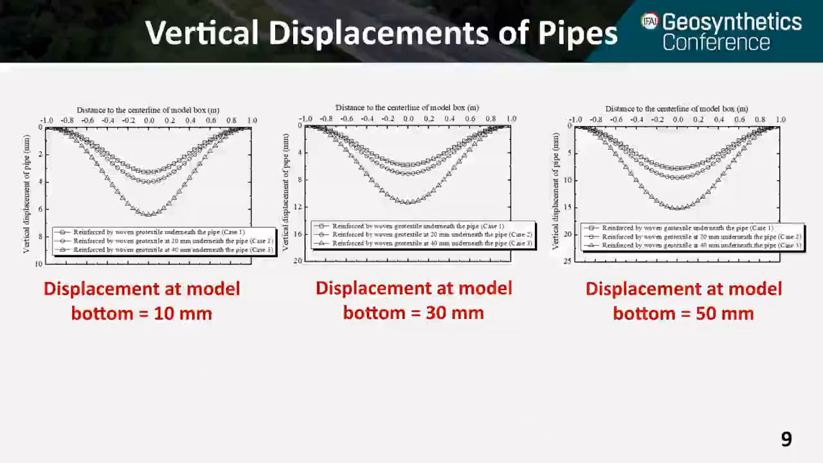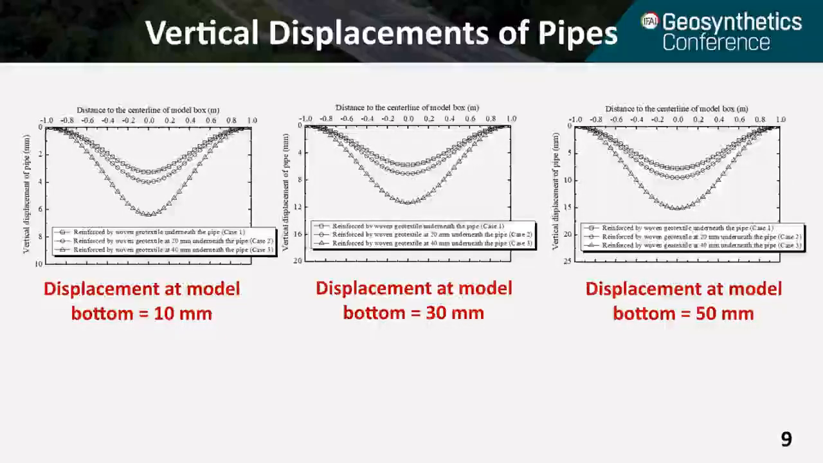This slide shows the effect of a reinforcement location on the pipe performance, or to be more specific, the vertical displacement of the pipe. So we have 3 figures over here, and basically it shows the different maximum displacement at the bottom of the model. And then we have 10 millimeter, 30 millimeter, and 50 millimeter. And for each figure, you have 3 curves, showing 3 cases.